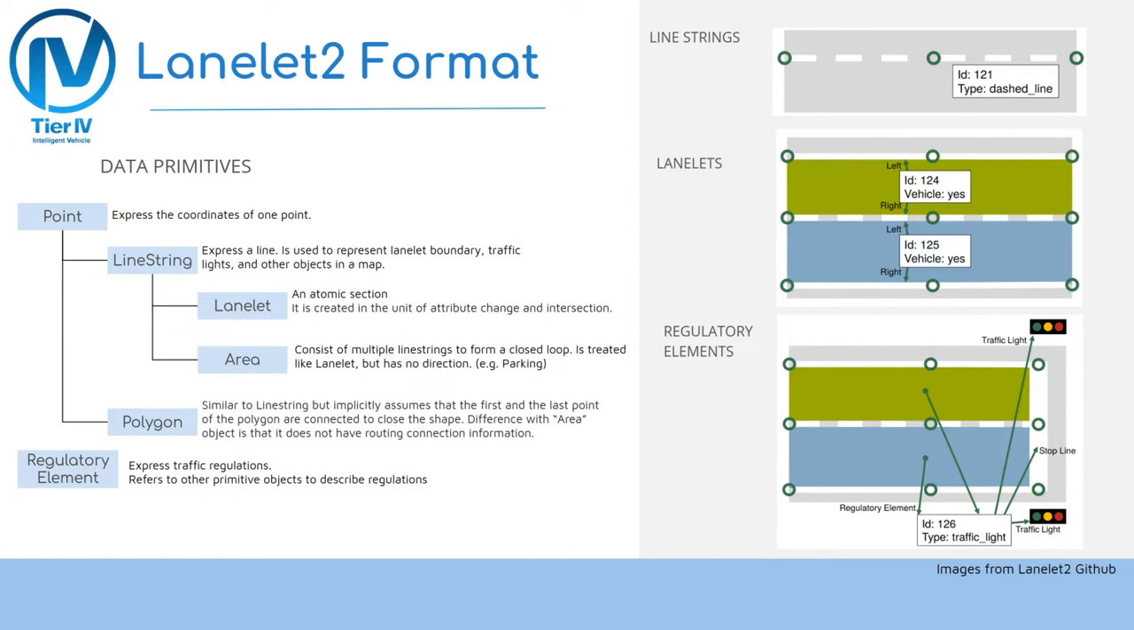Here we show the basic data primitives defined by the LaneLet2 format. Points form the lowermost layer, which can be grouped to form line strings. Line strings can be paired to form lanelets or grouped to form areas. Similar to line strings are polygons, but polygons assume the line string is closed. Lanelets and areas are the only primitives that can have routing connection information. Regulatory elements are another form of primitive, which define traffic regulations, such as traffic light rules, and link to other primitives to which they apply.